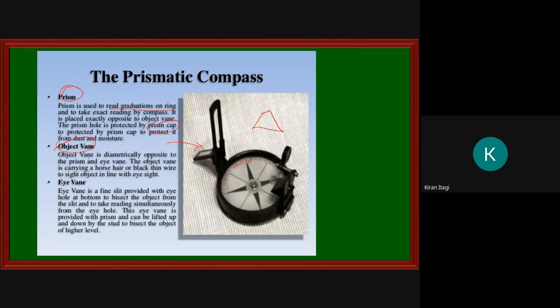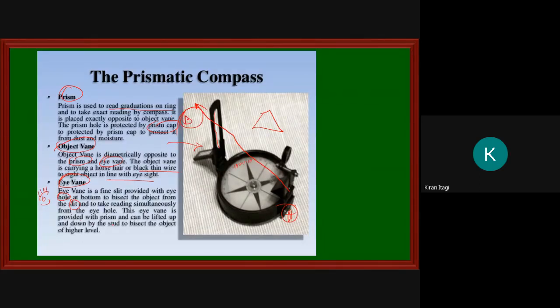Next we have the object vane. The object vane is diametrically opposite to the prism and the eye vane. The object vane is carrying a horse hair. Here you can see it is carrying the horse hair, or a black thin wire, to sight the object in a line of sight. Eye vane means the place where we keep the eye and see the object. The eye vane is a fine slit provided with an eye hole at the bottom to bisect the object through this slit and to take the reading simultaneously. From here to here we will see the object from station A to station B.